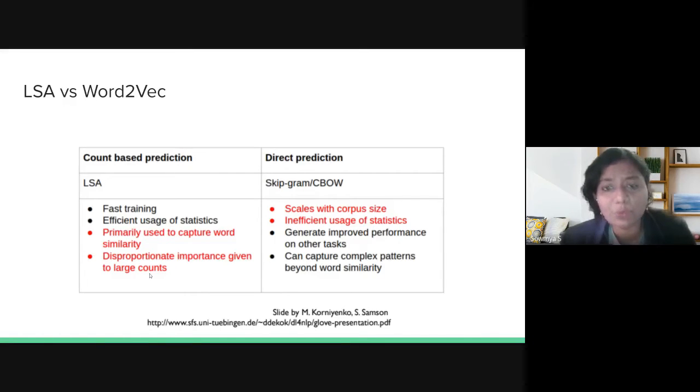To overcome this, there was an improvement on LSA where instead of using the frequency in the starting word document matrix, we use the TF-IDF score, and that led to a bit better representation. But still it is dominated by counts, because that's what LSA does. It counts and it brings about an elegant representation. Word2vec, on the other hand, can capture complex patterns beyond word similarity, which we will be seeing in the forthcoming slides.